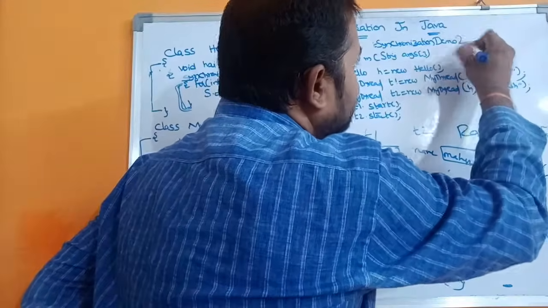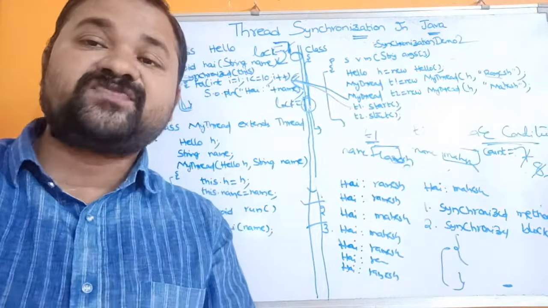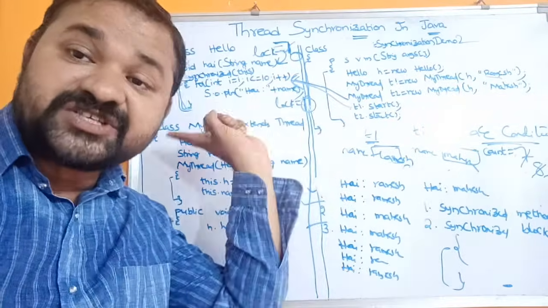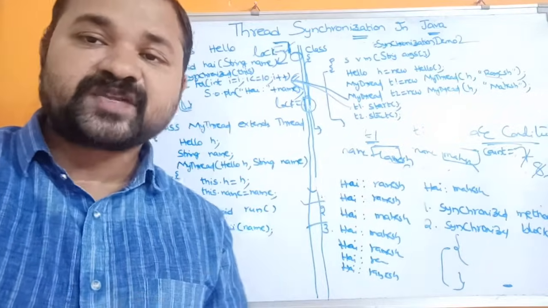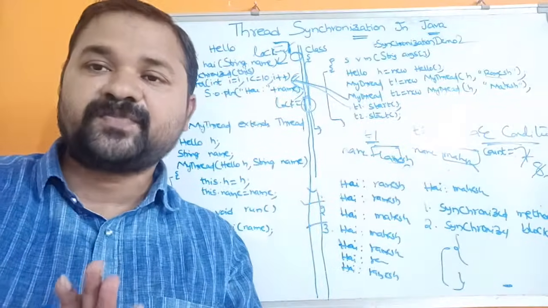So let us assume that now the name of the program is SynchronizationDemo2. So here we have 3 programs. The first program is without synchronization. The second program uses synchronization, that is the synchronized method. The third program is the synchronized block. So this is about thread synchronization in the Java programming language.